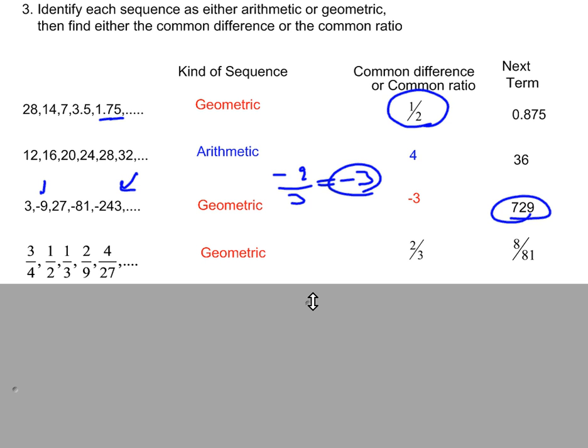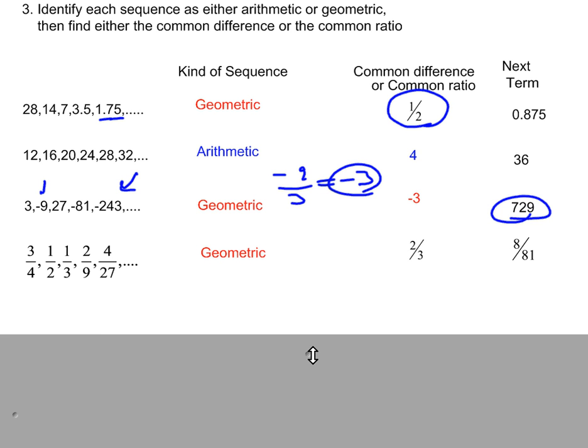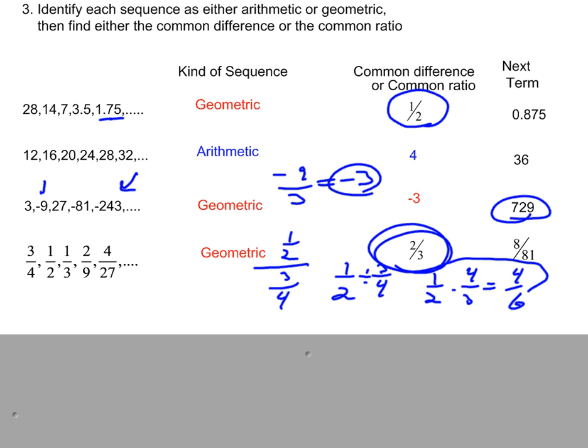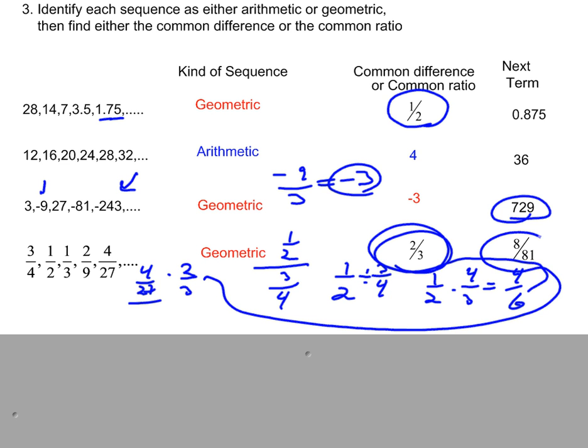The last one is geometric. Let's take a term, let's take 1/2, and let's divide that by 3/4. Well, how do you do that? Well, that's going to be 1/2 divided by 3/4. Remember how you divide fractions? 1/2 times the reciprocal, which is 4/3, which is 4 over 6, which when you reduce it, gives you a ratio of 2/3. 4 over 27, times 2/3, just times the ratio of 2/3 is going to give me 8 over 81.